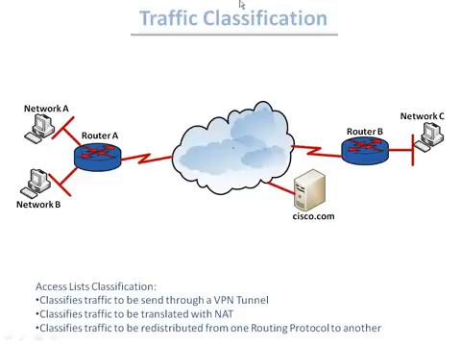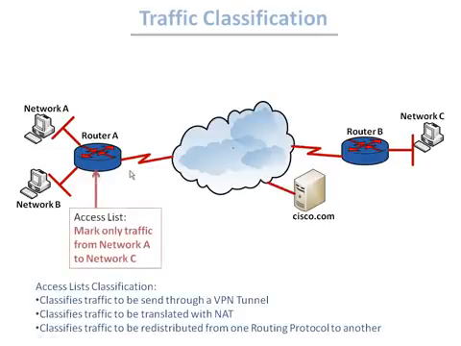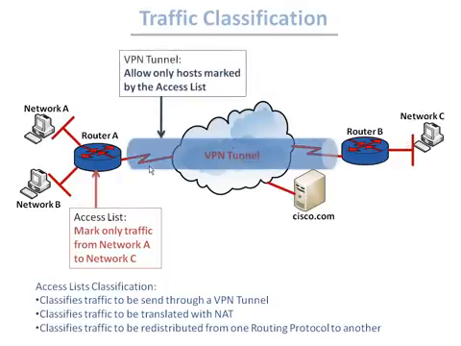But now let's see an example. For example, we have an access list defined in router A that says to mark only traffic that is coming from network A and is going to network C. And then we have a VPN tunnel that connects the two networks together, and it says to allow only traffic that is coming from network A and is going to network C. That means any traffic that is marked as special by the access list.